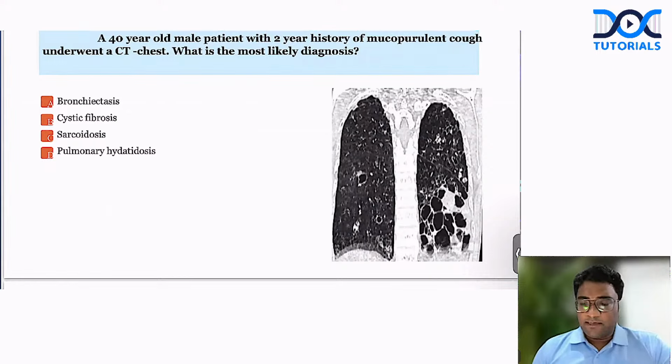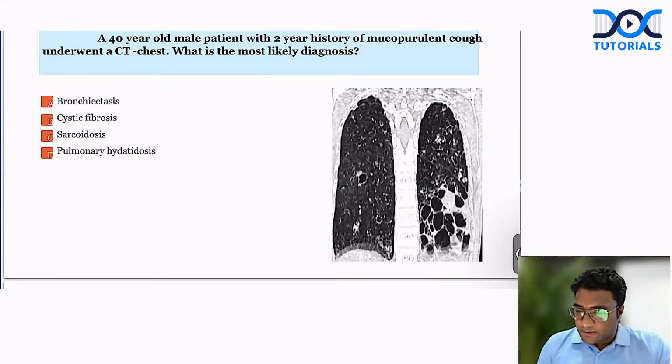A 40-year-old male with 2-year history of mucopurulent cough underwent a CT chest. What is the most likely diagnosis? What do you think this image is showing you? What do you see in this image? Bronchiectasis, cystic fibrosis, sarcoidosis, or pulmonary hydatidosis? What do you think this is?